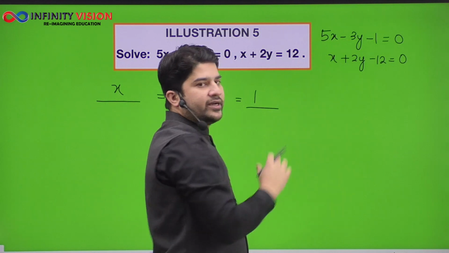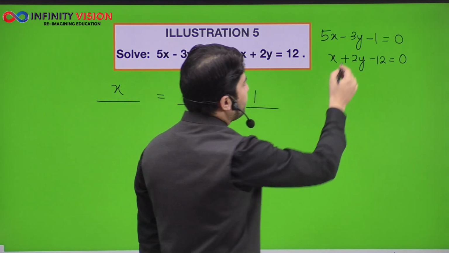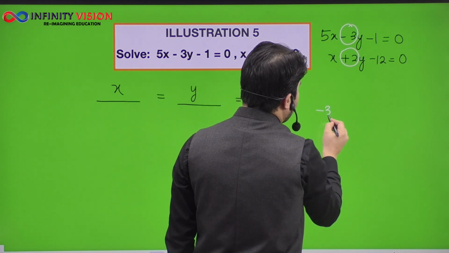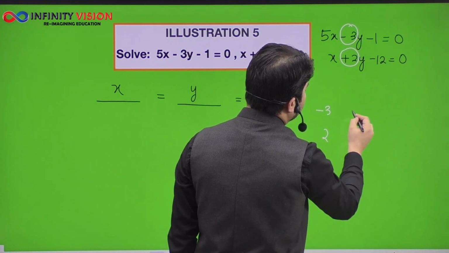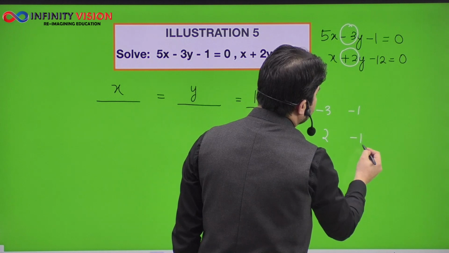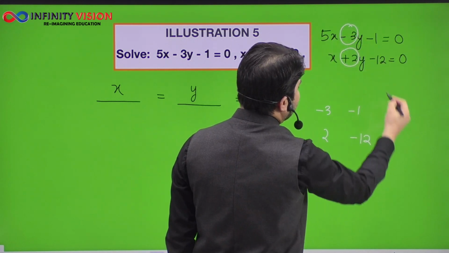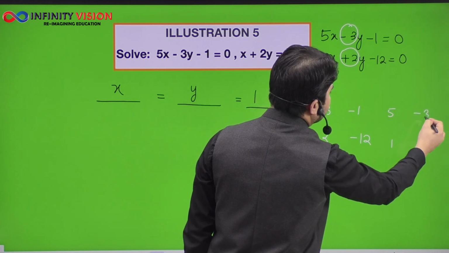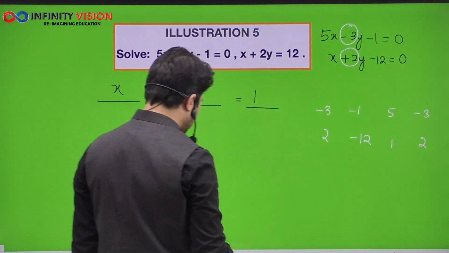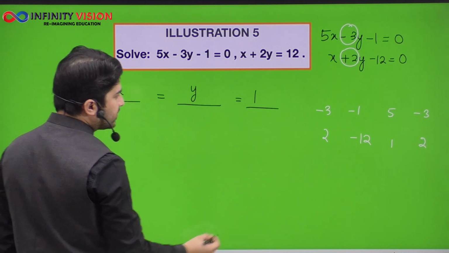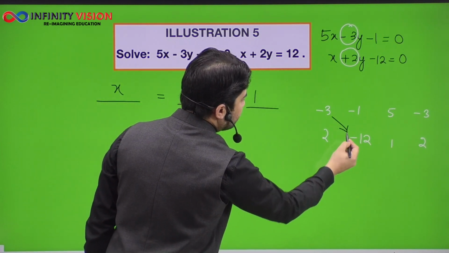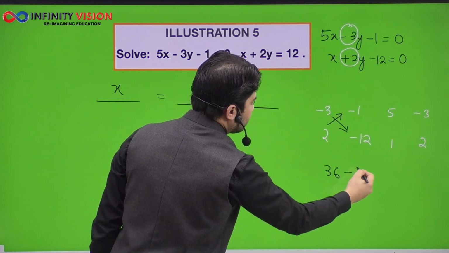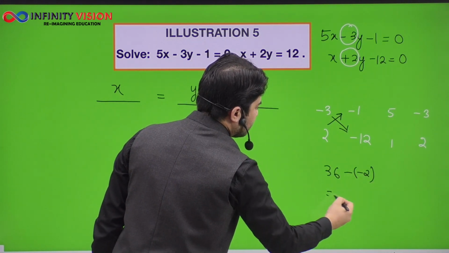When I need to write the terms for the cross multiplication, I always begin with the coefficient of y. So it would be minus 3 and then 2. Then I will go to the right and I'll get minus 1 and minus 12. Then I'll follow the cycle. It would become 5, 1, and then the last one would be minus 3 and 2. So for the first term, minus 3 into minus 12, that makes it plus 36, minus 2, that makes it 38.